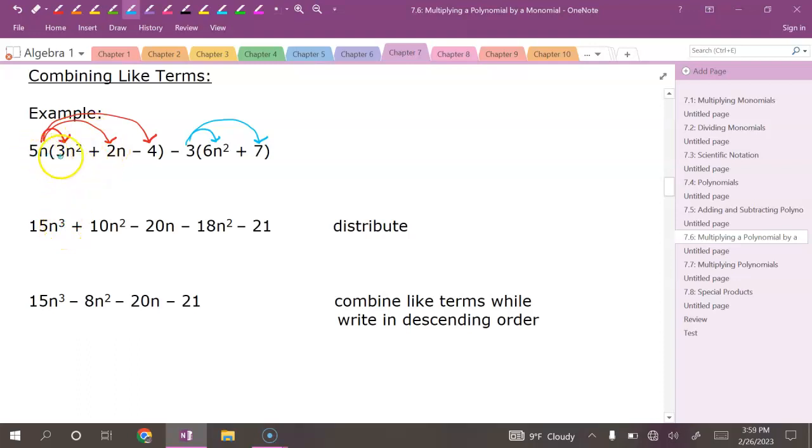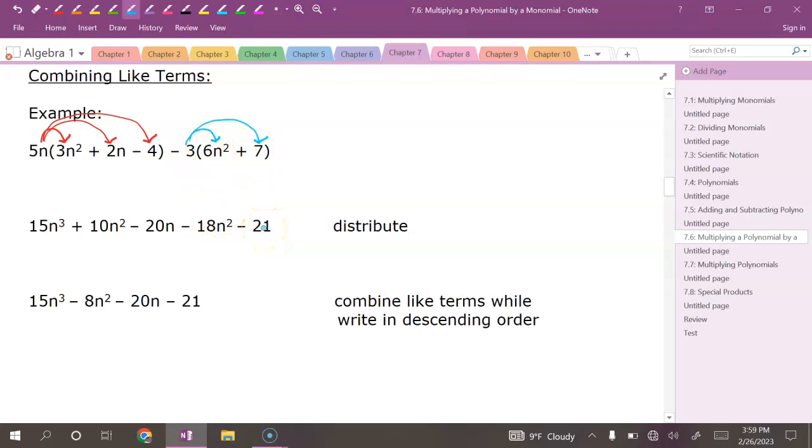Then for the second term, I would have 5 times 2, which is 10, n times n is n squared. And for the last term, 5 times a negative 4 was negative 20, and then that n. Now, for the second set of distributing I had to do, I needed to really watch that sign there, because it is a negative 3. So negative 3 times 6n squared was a negative 18 n squared, and then negative 3 times 7 was a negative 21.